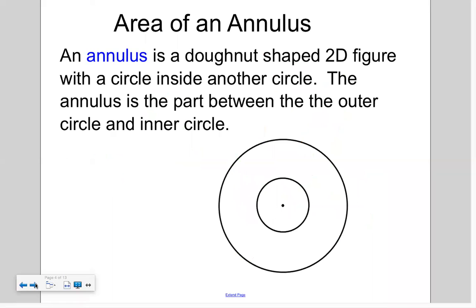All right, an annulus. An annulus is a donut-shaped 2D figure with a circle inside another circle. The annulus is the part between the outer circle and the inner circle. So it's the donut part. What is nice about an annulus is we're using formulas we already are using. You have two circles, a big circle and a little circle. If you want to find the area in between the two, you just take the area of the whole big circle and subtract the little part out. That's what we're going to do. We're going to take the area of the whole circle and then subtract the middle out.